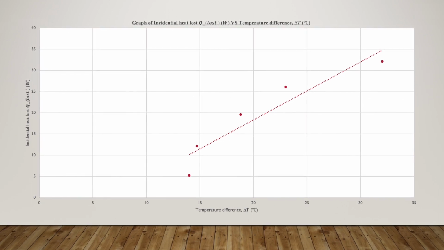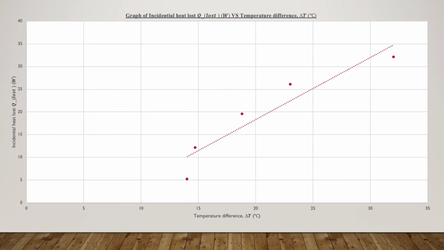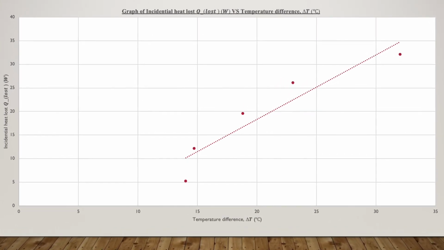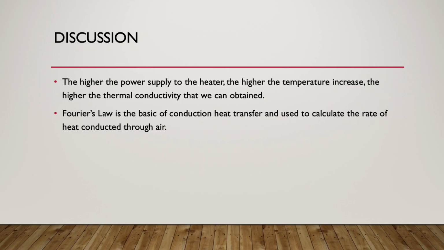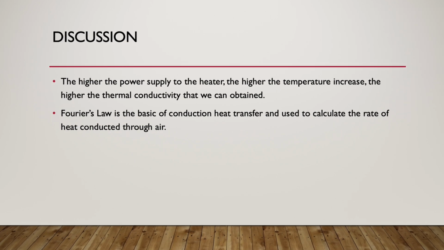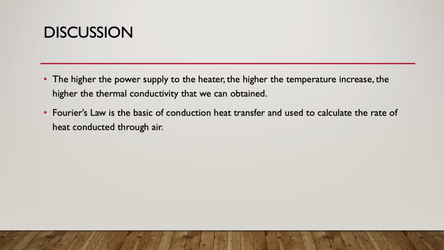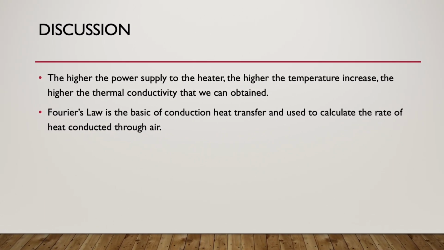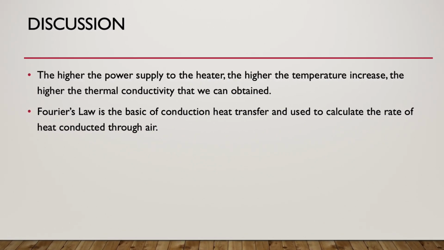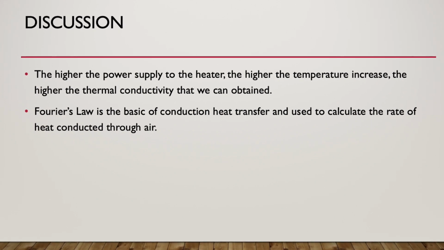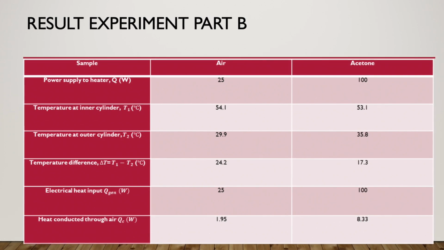Figure 2 displays the graph of incidental heat loss versus temperature difference. From the graph obtained, we observe that the higher the temperature difference, the higher the incidental heat loss. The discussion for experiment part A: the higher the power supply to the heater, the higher the temperature increase, the higher the thermal conductivity that we can obtain. Fourier's law is the basis of conduction heat transfer and is used to calculate the rate of heat conducted through air.